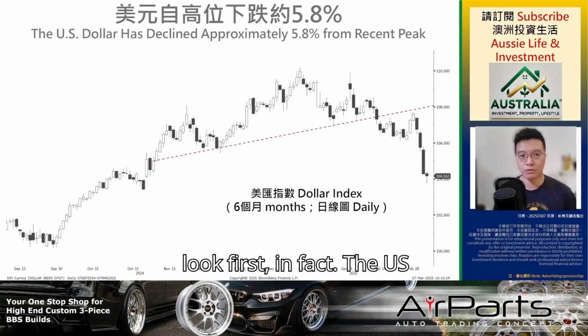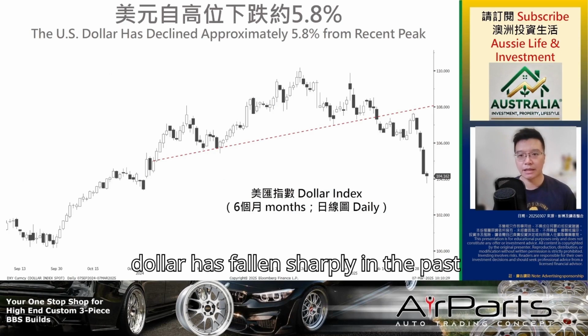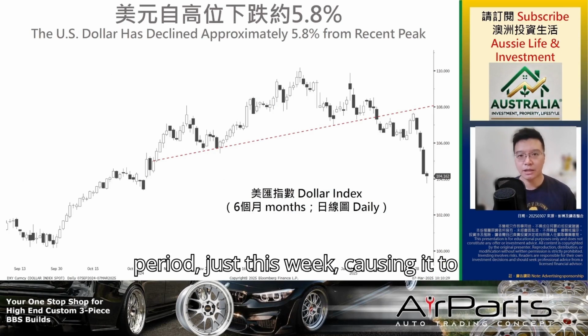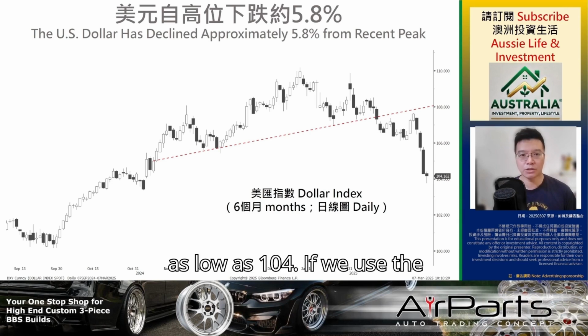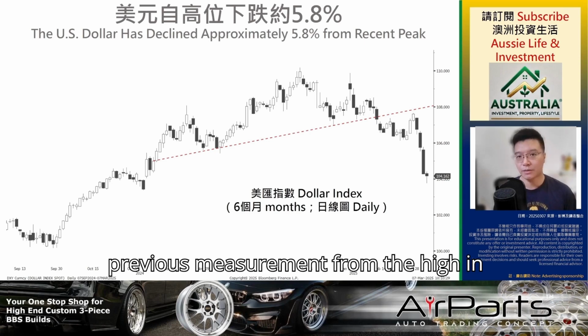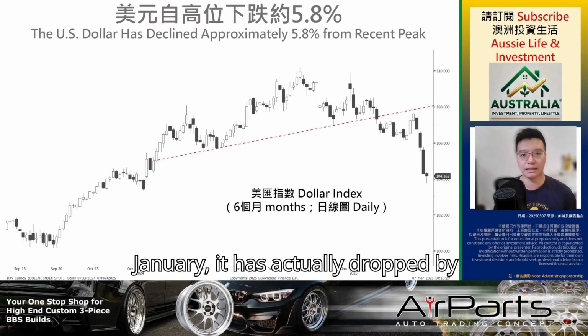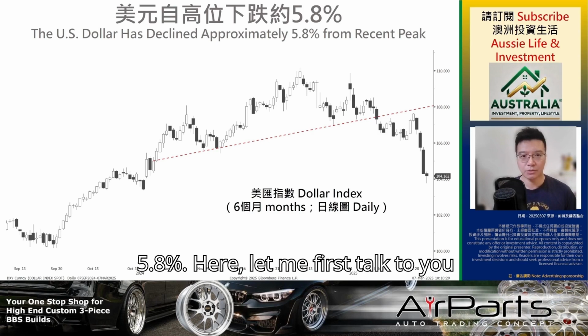Well, let's take a look first. In fact, the US dollar has fallen sharply in the past period, just this week, causing it to fall from a level close to 108 to as low as 104. If we use the previous measurement from the high in January, it has actually dropped by 5.8%.